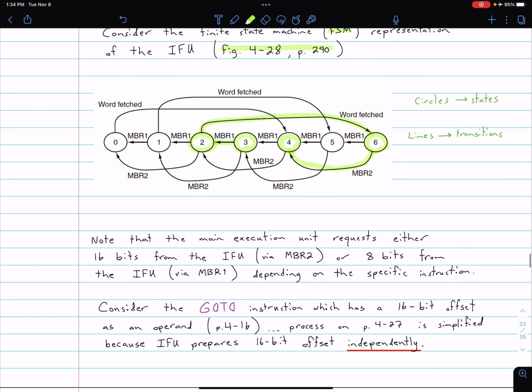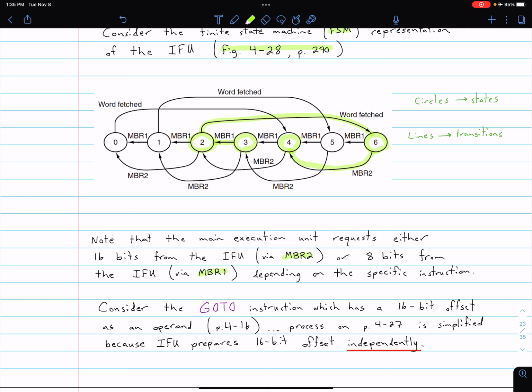Again, we've already talked about this. Our main execution unit is requesting either the 16 bits or the 8 bits from our IFU, and here I've listed again, the 16 bits comes from the MBR2, the 8 bits comes from our MBR1. Recall, either of those can be signed or unsigned. Which one we need, and whether it's signed or unsigned, of course, depends on the specific instruction.